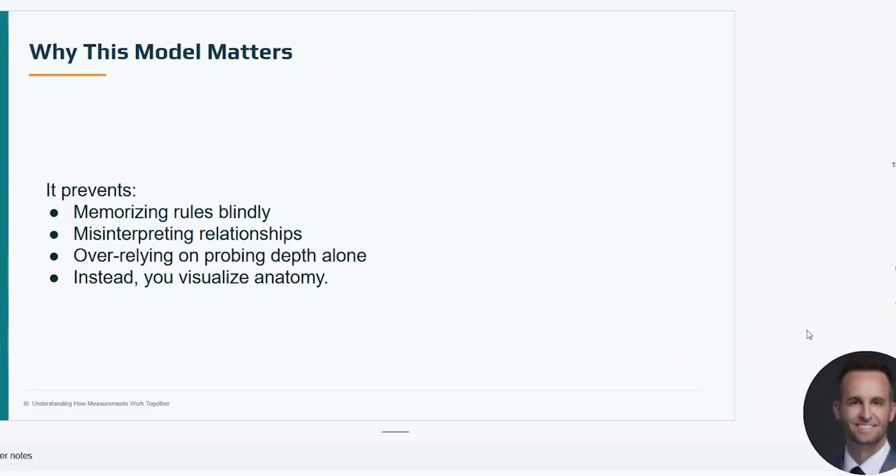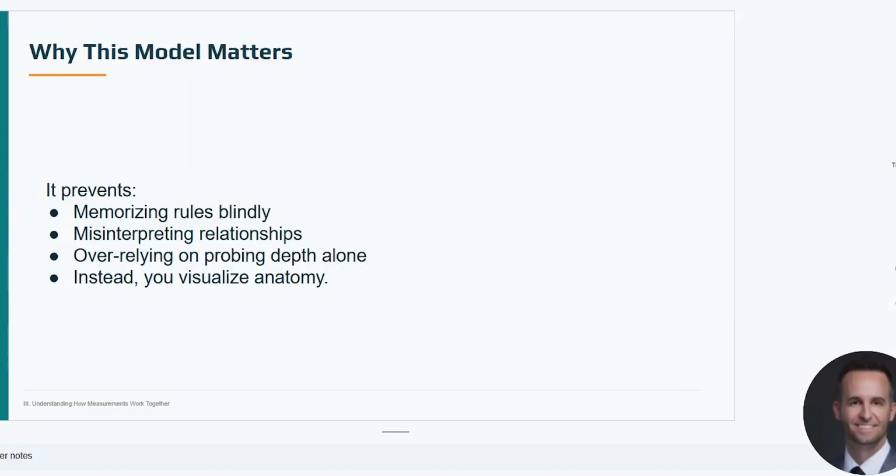Okay, so why does it matter? Well, it prevents us from memorizing rules blindly, such as anything over a 4 millimeter probing depth is an SRP. It helps us avoid misinterpreting the relationships if we're just always looking at one thing or the other and not understanding how they interact with each other. The gingival margins, recession. I see a lot of hygienists in this day and age who just chart recession. They don't understand why they're charting the recession necessarily, and how it interacts with making these diagnoses.